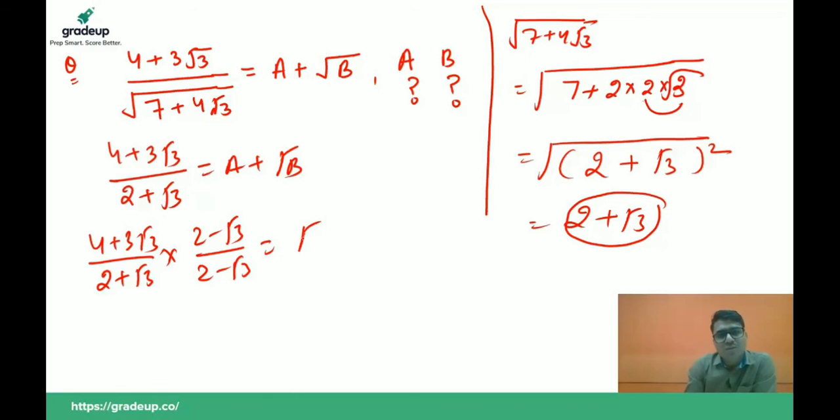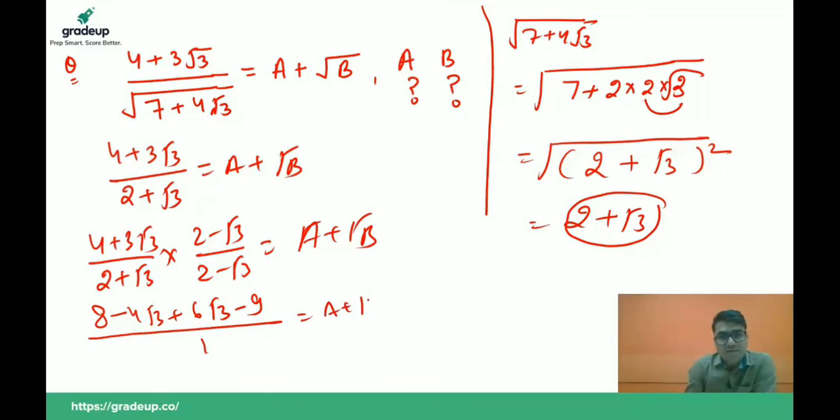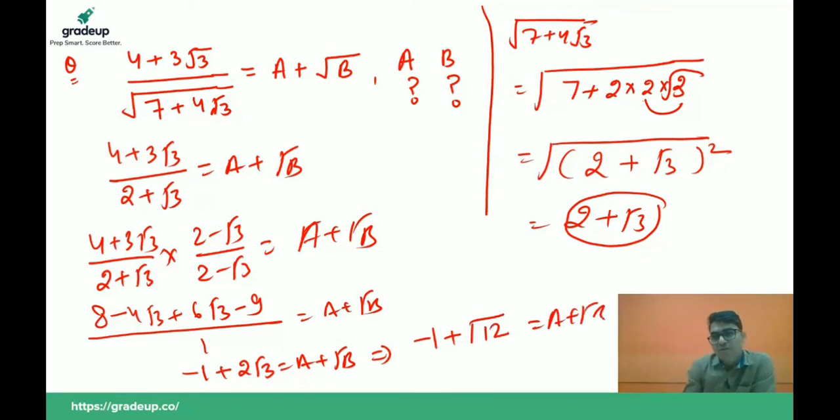This question is important for your CBT 2 exam. Now multiply these two, you will get 8 minus 4 root 3 plus 6 root 3 minus 9 after multiplying, and here you get this. Okay, now 8 minus 9 is minus 1 plus 2 root 3 equals a plus root b. Alright, so minus 1 plus root 12 equals a plus root b. So the value of a is minus 1 on comparing, and value of b is what? Plus 12 on comparing. So this will be your answer. So guys, this is very important question for your IIM NTPC CBT 2 also. Now let's move on to the next question.